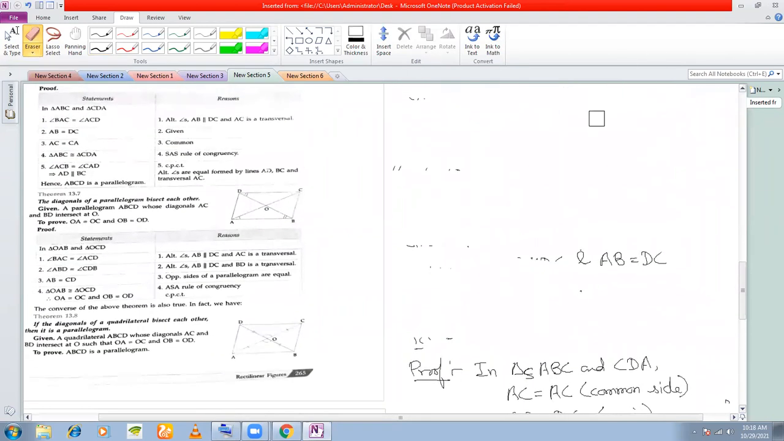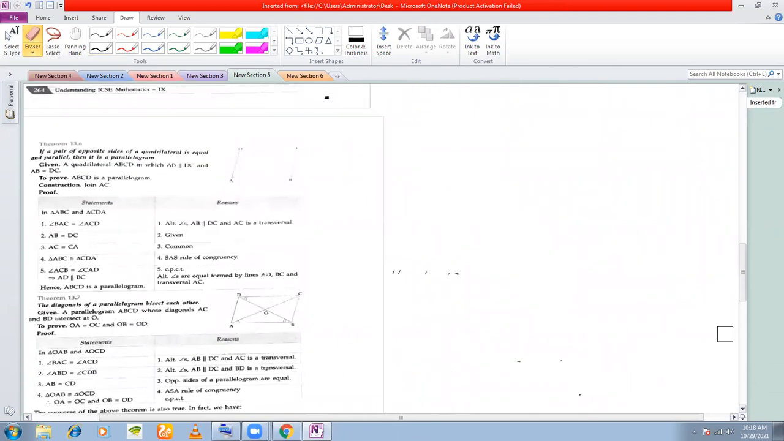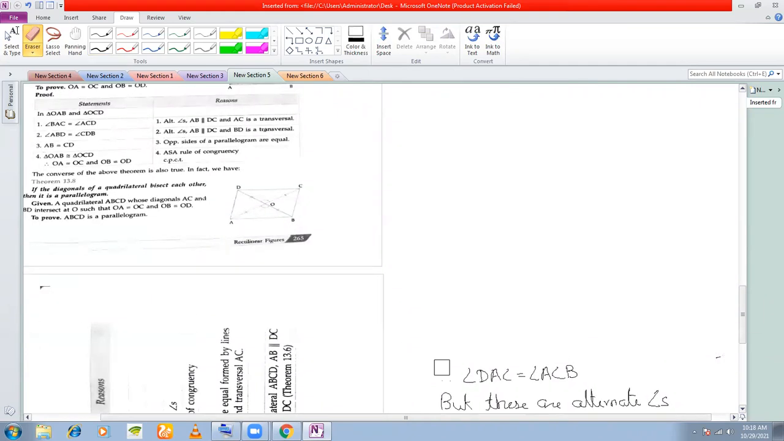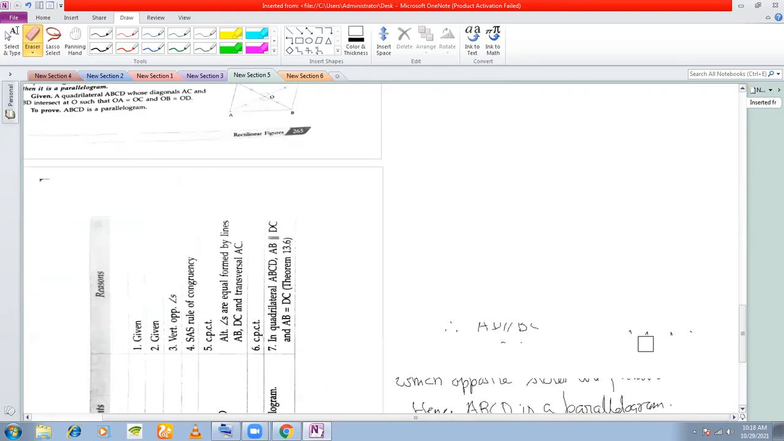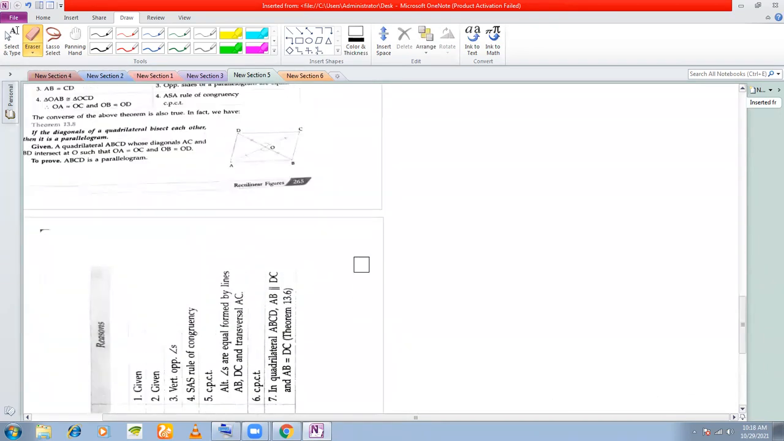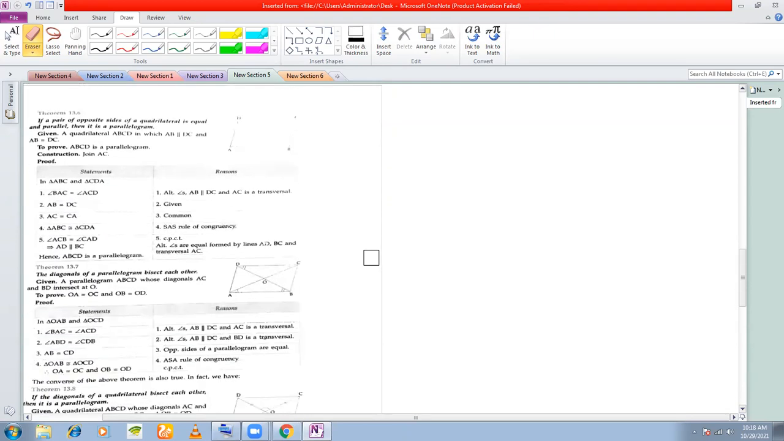You not only have to remember the proof, you also have to remember the theorem, because we shall be using these theorems in whatever few examples that we'll be doing. Okay. So next theorem is, if a pair of opposite sides of a quadrilateral is equal and parallel. Okay, this we have done.